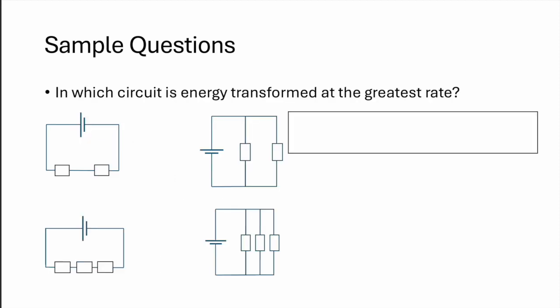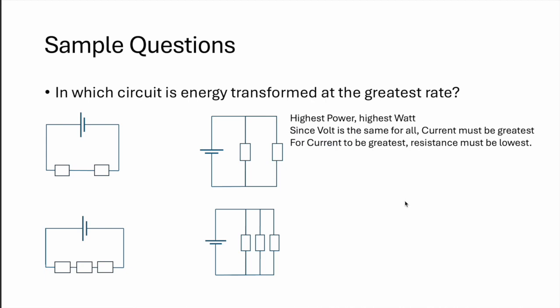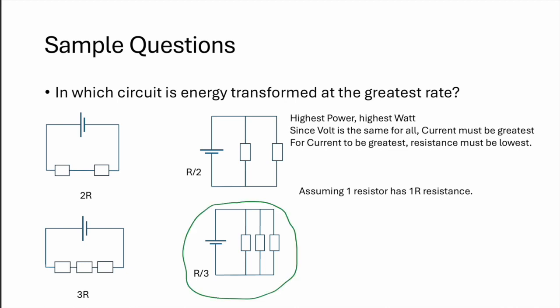Which circuit shows electrical energy transform at the greatest rate? Greatest rate means highest power. Energy transform is work done, right? The formula for power is P equals VI. V is the same for all 4 circuits, so you must find the one where I is the greatest. This will have the least resistance, having the largest current.